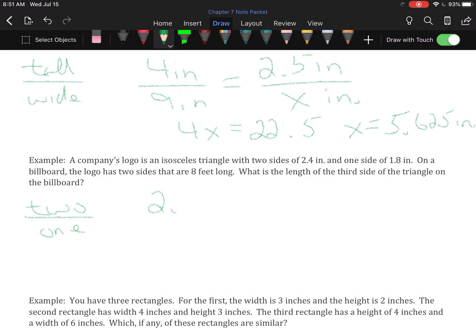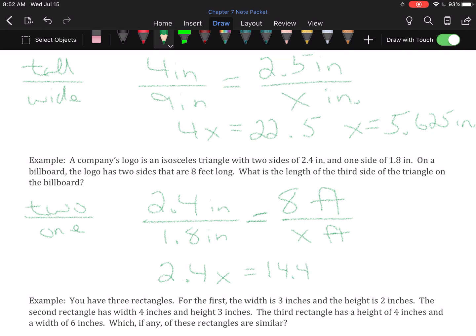The logo is 2.4 inches on the two that are the same, and 1.8 on the one that's different. The billboard is 8 feet for the two that are the same, and we don't know how many feet for the one that's different. Cross multiply, we get 2.4x is equal to, let's see, 8 times 1.8 is 14.4. And when we divide both sides by 2.4, we find out that the billboard logo is 6 feet along the one side.